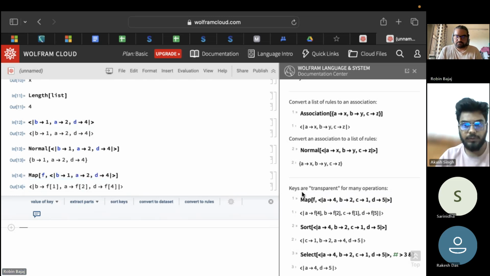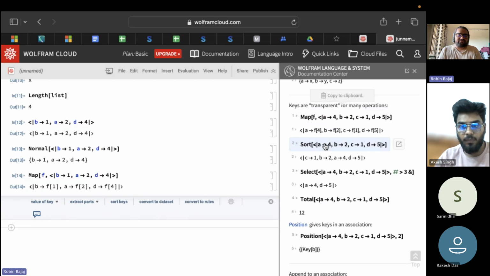Okay, and then the Sort function. So you can clearly see what sorting is doing. Just look at this and the output. Tell me what the sorting is doing.